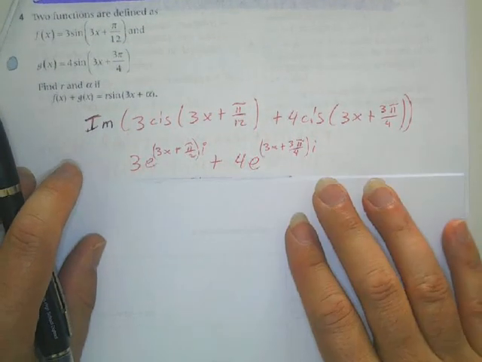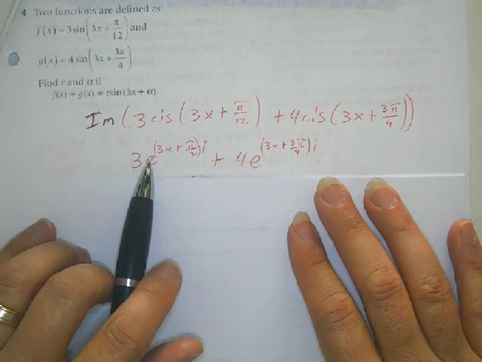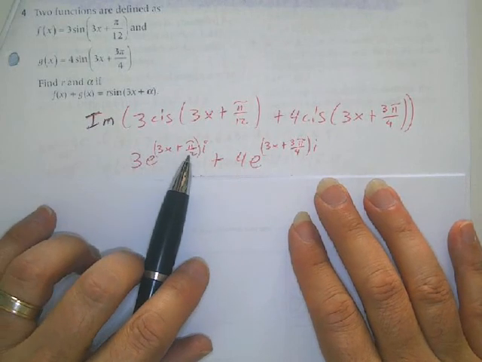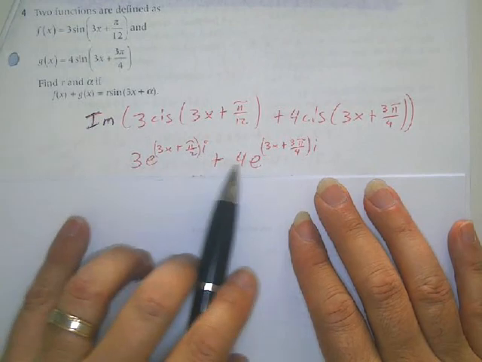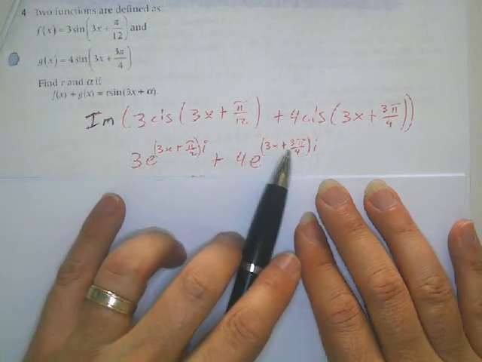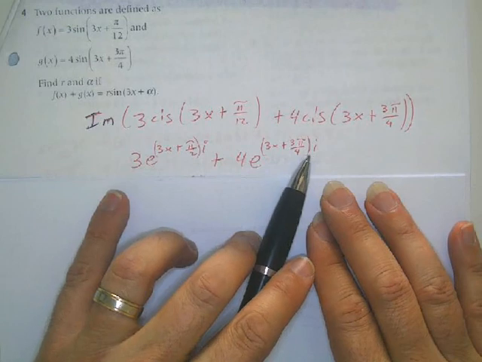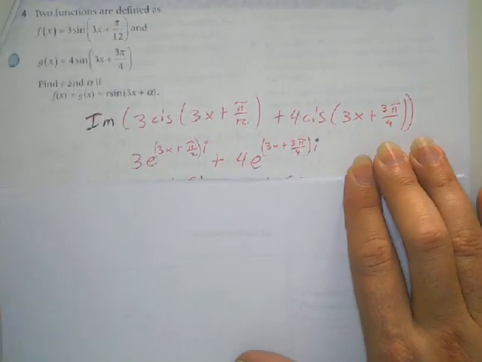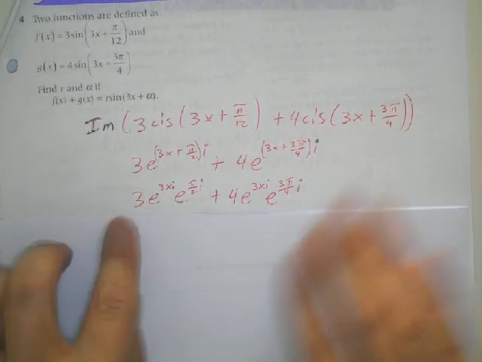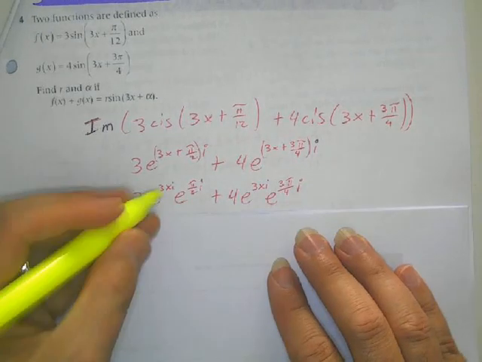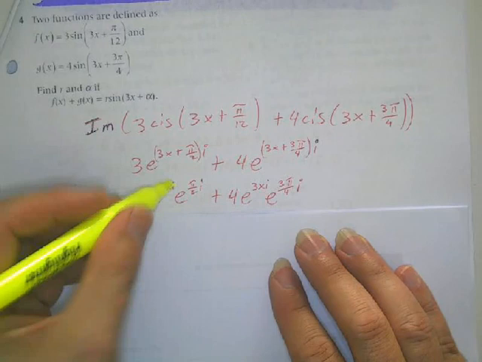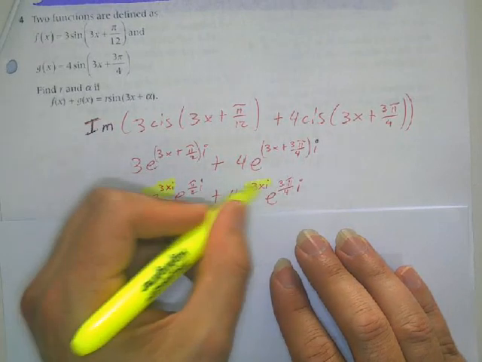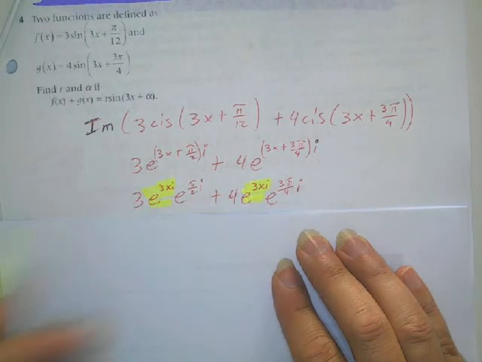I'm going to rewrite this in Euler form, so we get 3 times e to the (3x plus pi over 12)i plus 4 e to the (3x plus 3 pi over 4)i. And then I can rewrite it like this and factor out the e to the 3xi. Right, I'm going to factor that out.